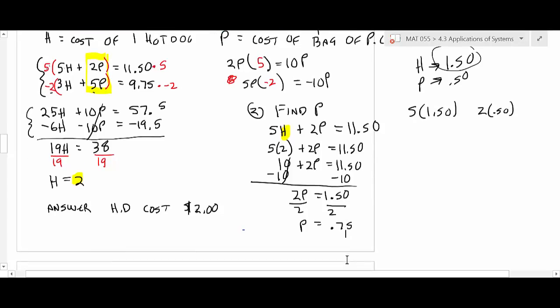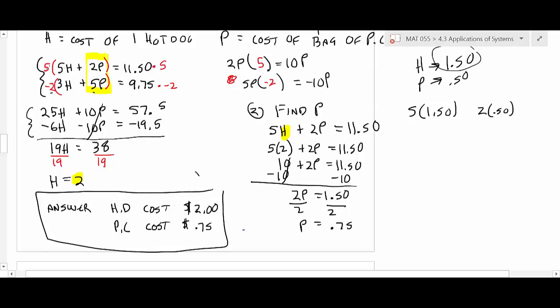A bag of potato chips costs 75 cents. So we're going to say the potato chips cost 75 cents, and then that will be the answer to the problem. Okay, that's it. The next thing I want to show you is how you can tell you're right.